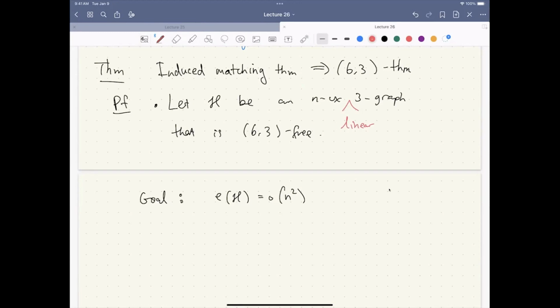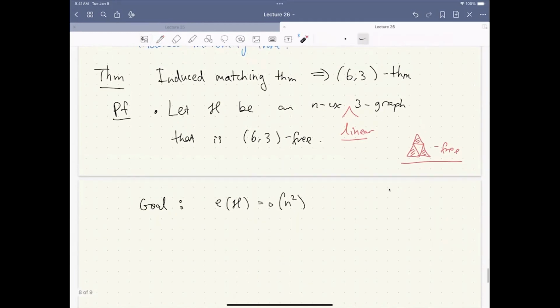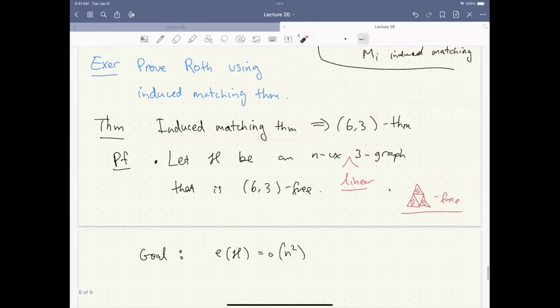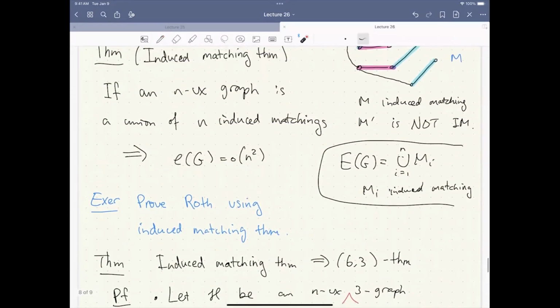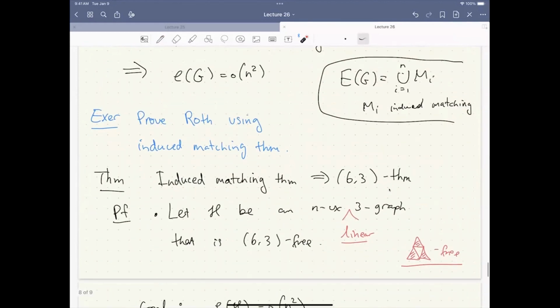Good. Now we have a linear 3-graph. 6-3 free means there is no such configuration. Linear means triangle free. We want to prove little o of n squared. I've already told you that we're going to use the induced matching theorem. So somehow we have to construct a graph whose edge set is the union of induced matchings. And this is how we do it.